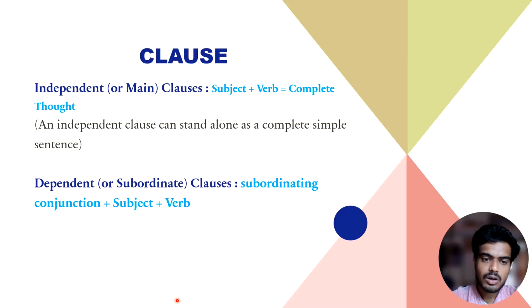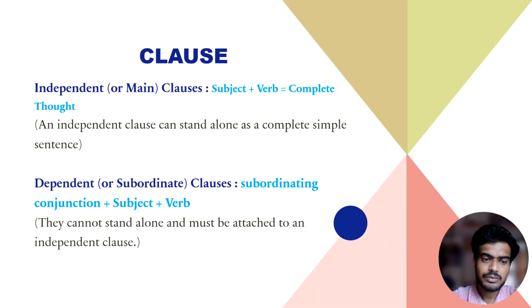Then the question arises, what is the difference between a subordinating and a main clause? The main difference is an independent clause or main clause can stand alone as a complete sentence, but dependent clause cannot stand alone. Okay, and must attach to an independent clause.